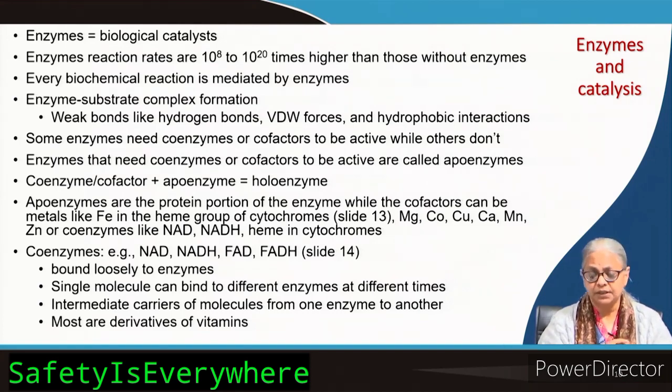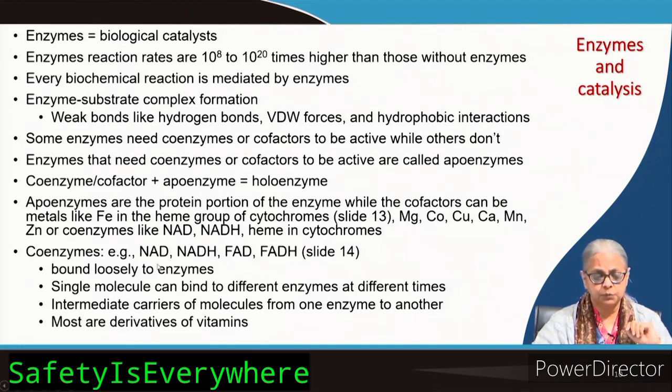The apoenzymes can be the protein portion of the enzyme, and the cofactors can be metals or other elements. So you have iron in the heme group, you have magnesium, cobalt, copper, calcium, manganese, zinc, and you have coenzymes like NAD, NADH, and the heme group in the cytochromes. These are all examples of the cofactors. There is some issue about coenzymes, cofactors, and the nomenclature. I will refer you to the textbook for that.